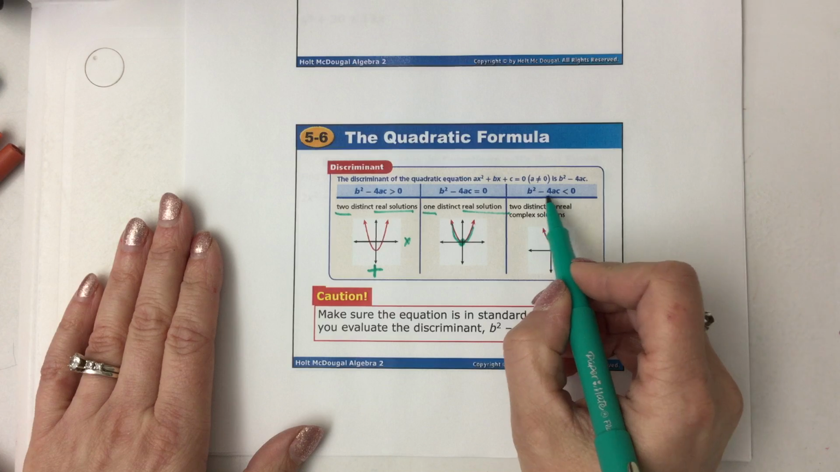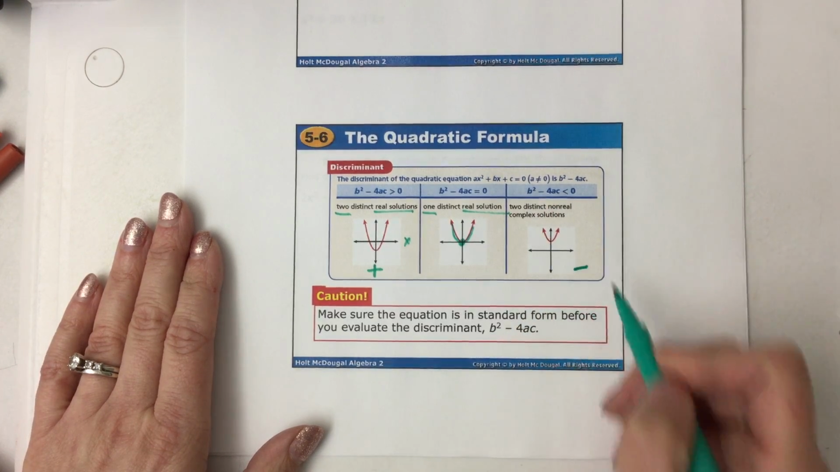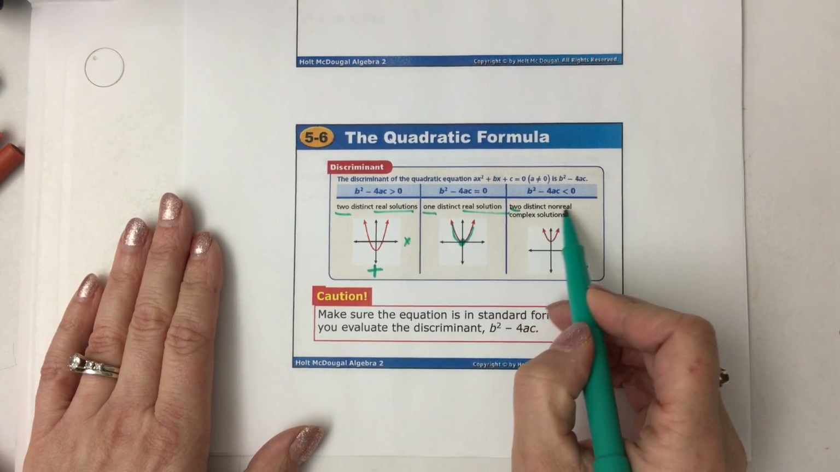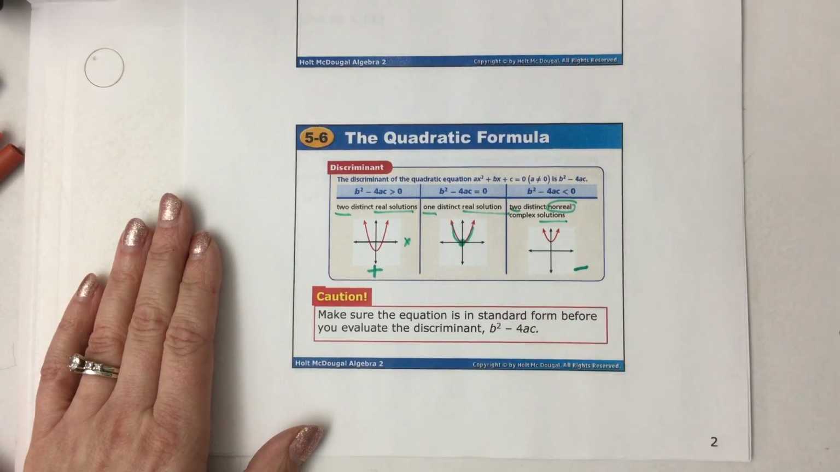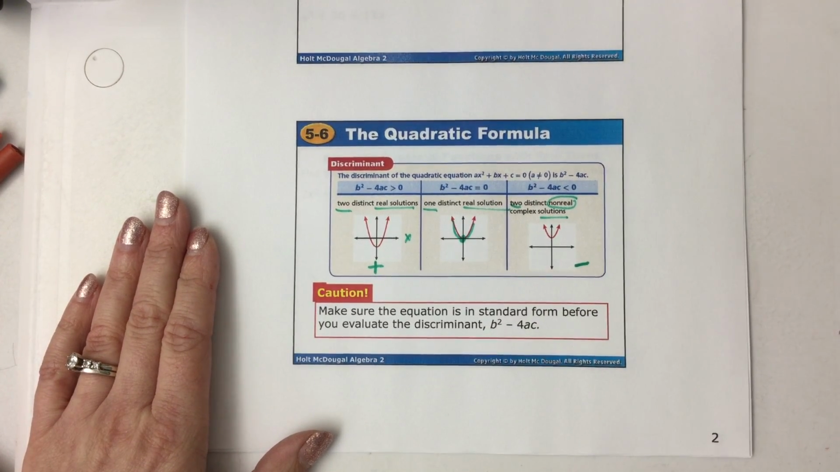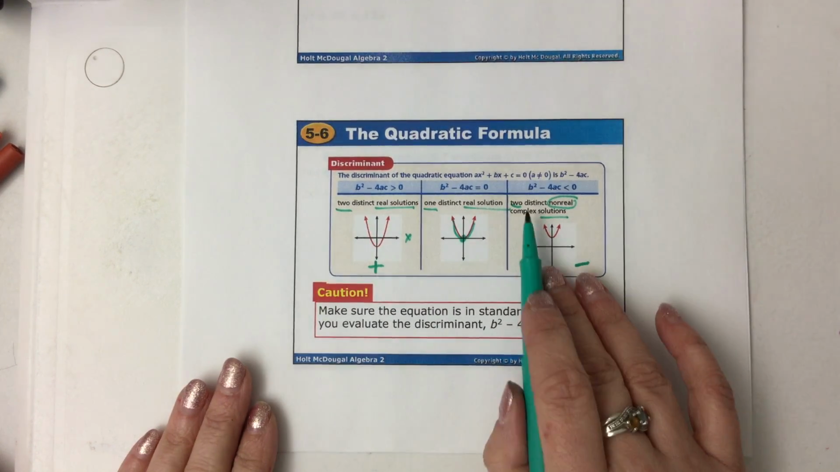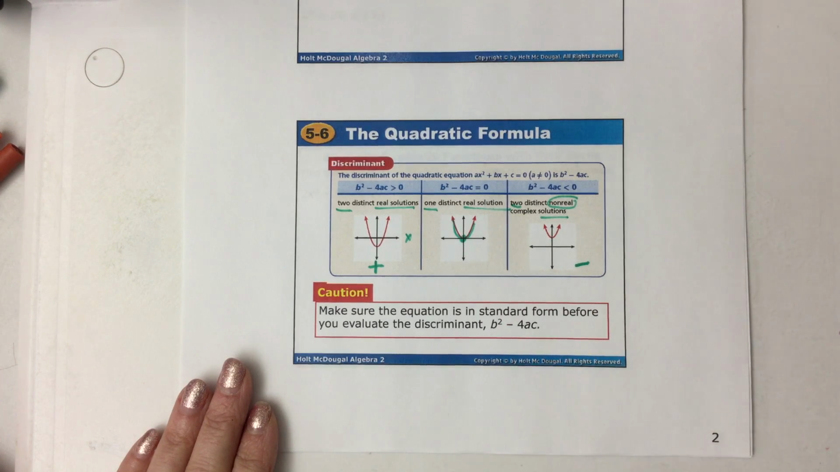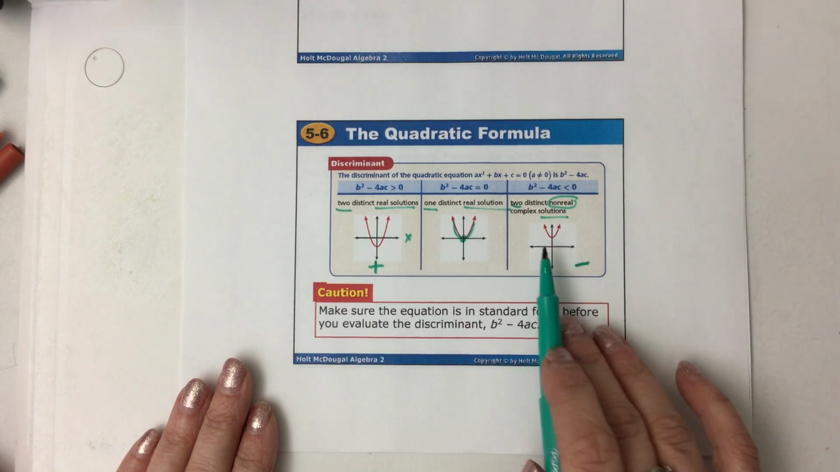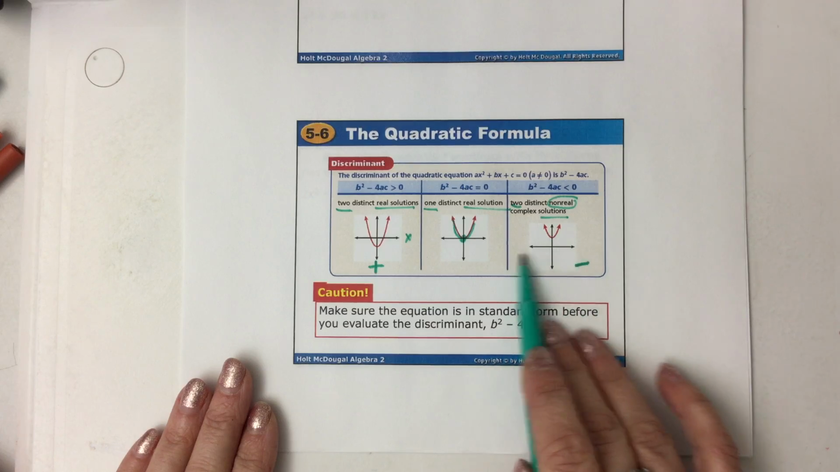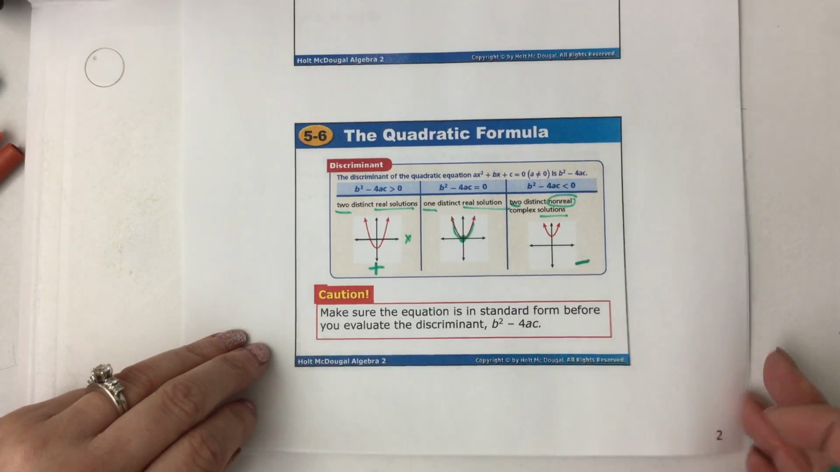If b squared minus 4ac is a negative value, you have 2 non-real solutions, meaning your final answer is going to have an i in it. Remember, you cannot have just a single solution with i because they come as complex conjugates, so they come as a pair. So you will have 2 non-real, which means imaginary, solutions. If you were to graph the parabola, it would never really touch the x-axis.